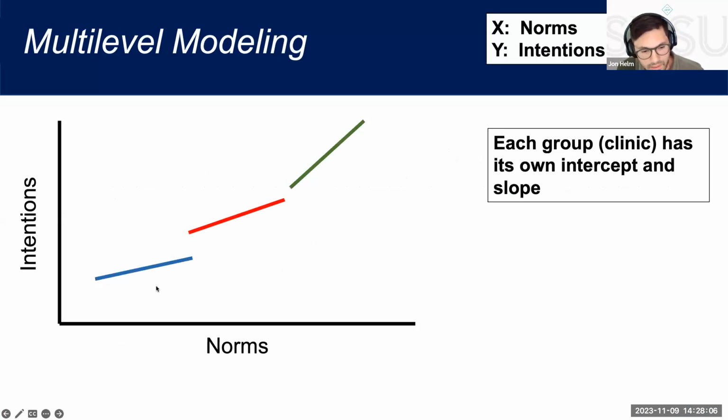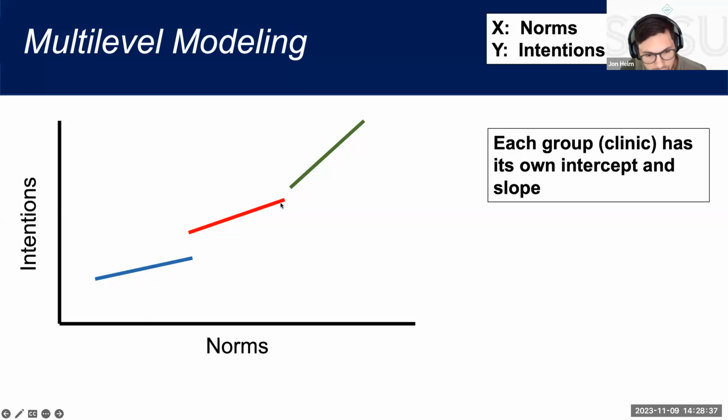Right, so one way to think about this conceptually is if I'm looking at the association between norms and intentions, let's say I'm just looking at 3 clinics. Maybe the data from this clinic look like this, right? Some type of positive association between norms and intentions. But there's a group over here. This is a group of people, and their average on norms is a little bit lower, and their average on intentions is a little bit lower. So people who fall in this clinic are going to cluster around that average, right? So they have some sort of dependence or association.